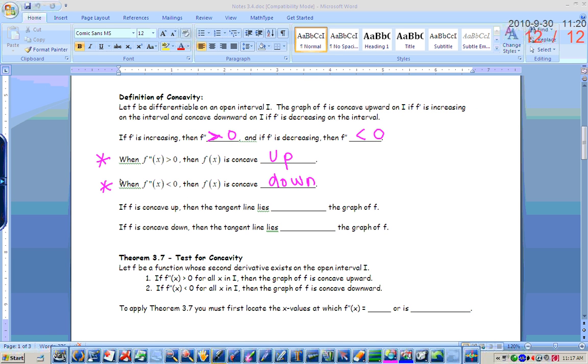Okay, so those are the two that you need to know so far. If f prime is positive, what is f doing? Increasing. If f prime is positive, f is increasing. If f double prime is positive, then f is concave up. So first derivative, increasing; second derivative, concave up. Okay, hold that thought for just a minute.